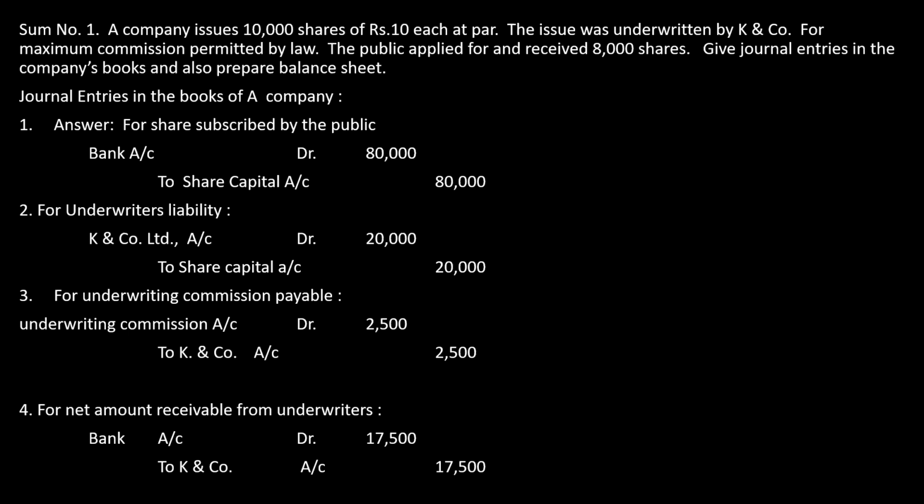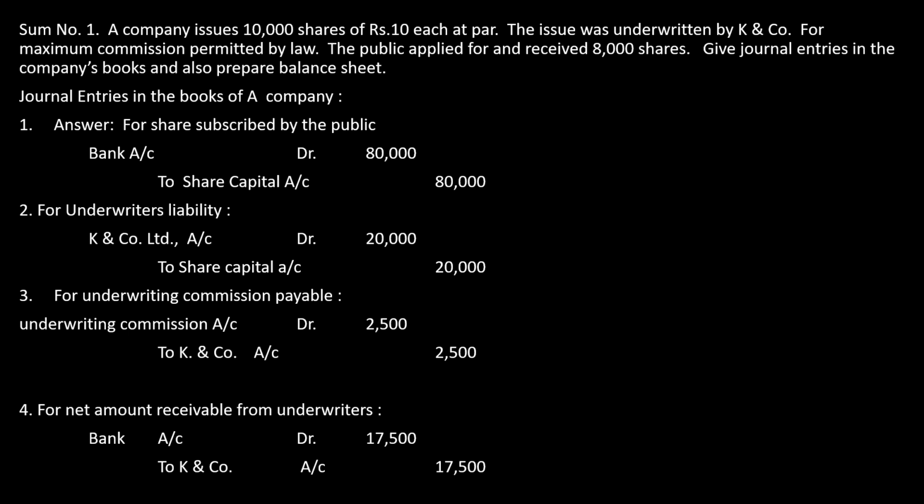Then, the next entry will be the underwriter's liability. The company issued 10,000 shares, out of which 8,000 were applied for and received. The remaining 2,000 is the net liability of the underwriter. 2,000 into 10 is 20,000 rupees. For this we pass an entry: K and Co., the underwriter, debit to Share Capital, 20,000 rupees.